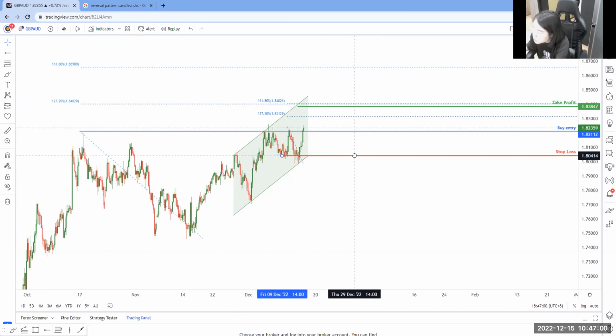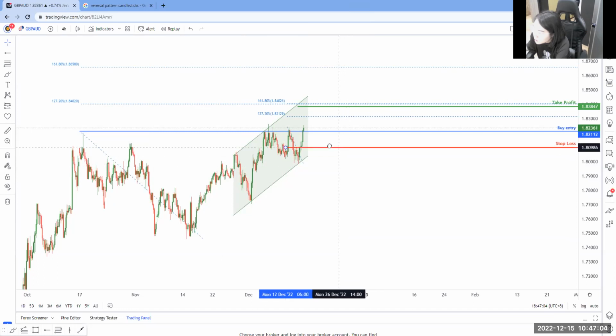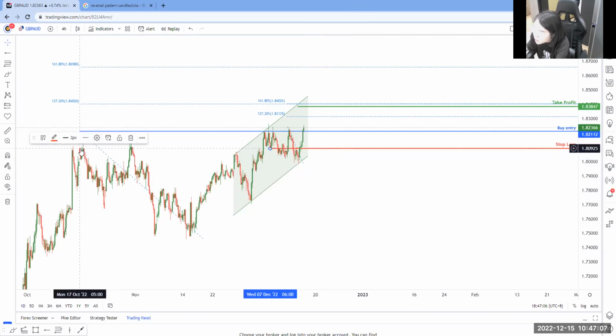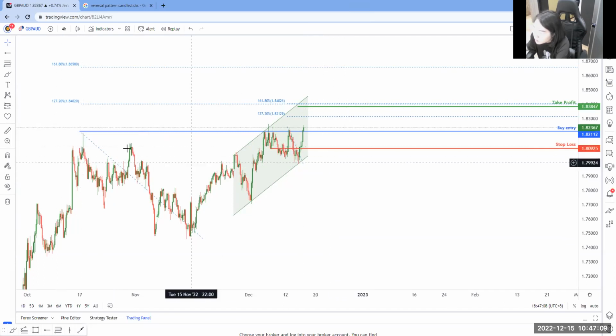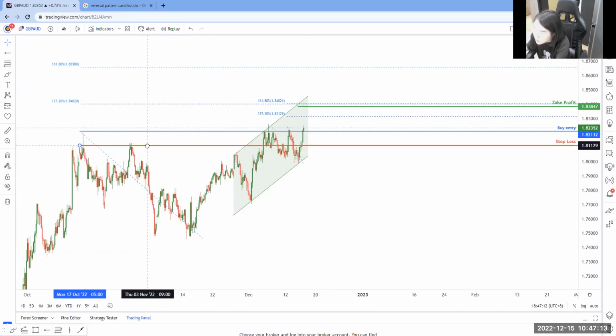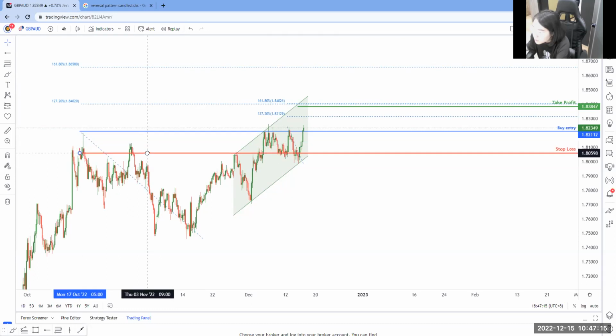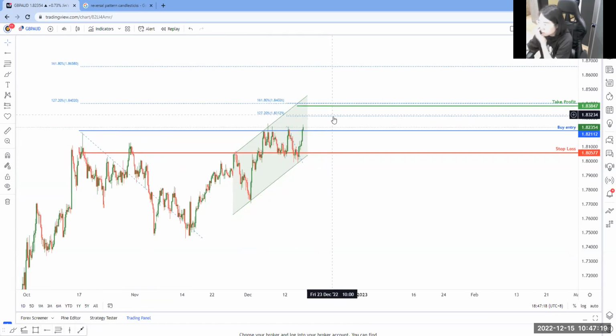Okay, this will be the stop loss. Why am I putting the stop loss here? Because I do see a swing high kind of area here, right? Do you see this? There's kind of like a swing high. So if you put it here, it's kind of weird. You need to put it slightly below. So it's going to be somewhere around here.